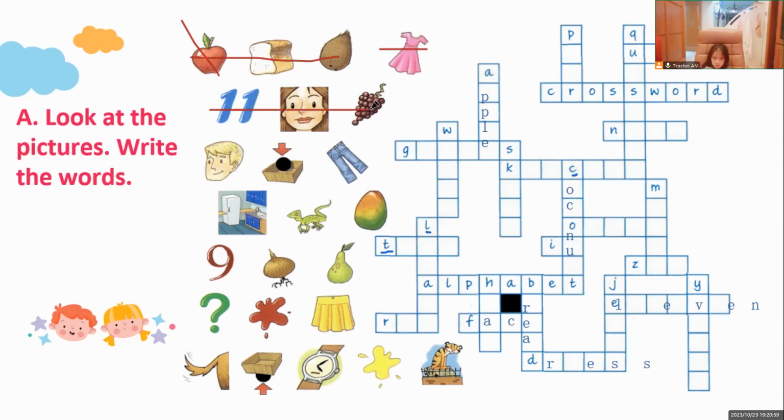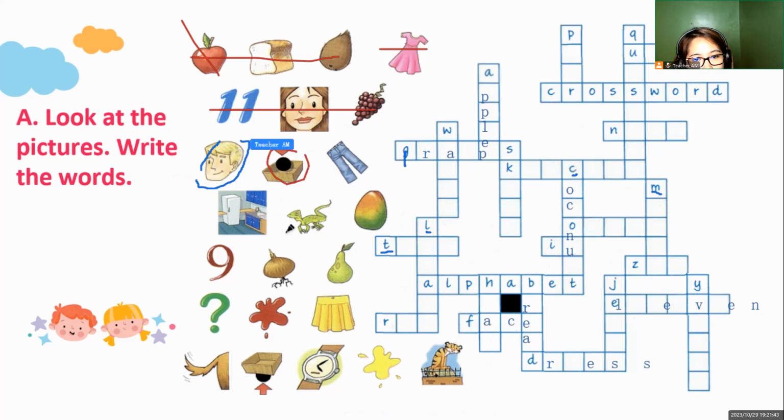Grapes. Wow, very good. Okay, where can I write grapes? G. Grapes. It's here. Very good, Zoey. Okay, grapes. What else? Man. Where is man? Yes, let me find man. Okay, so I'll skip this one. This is not man.